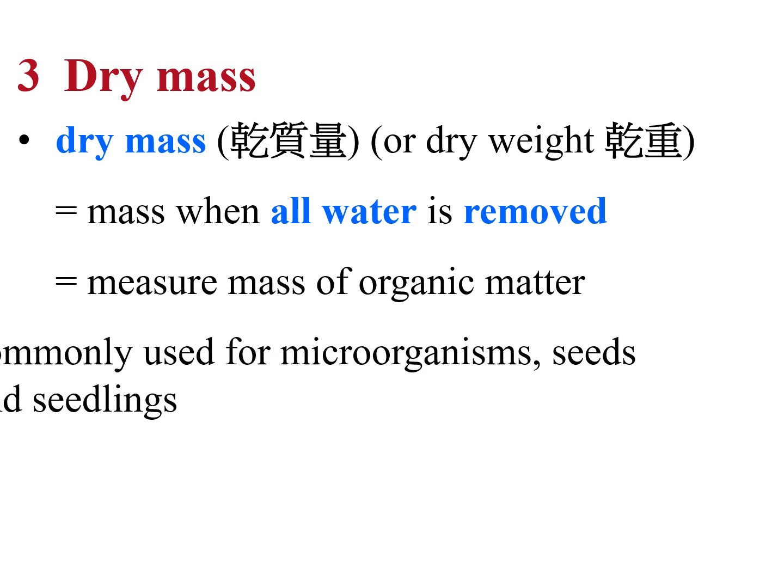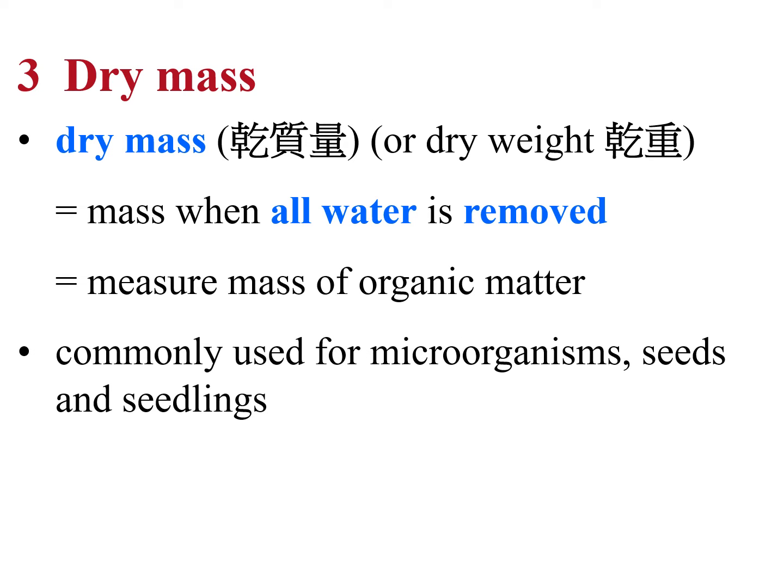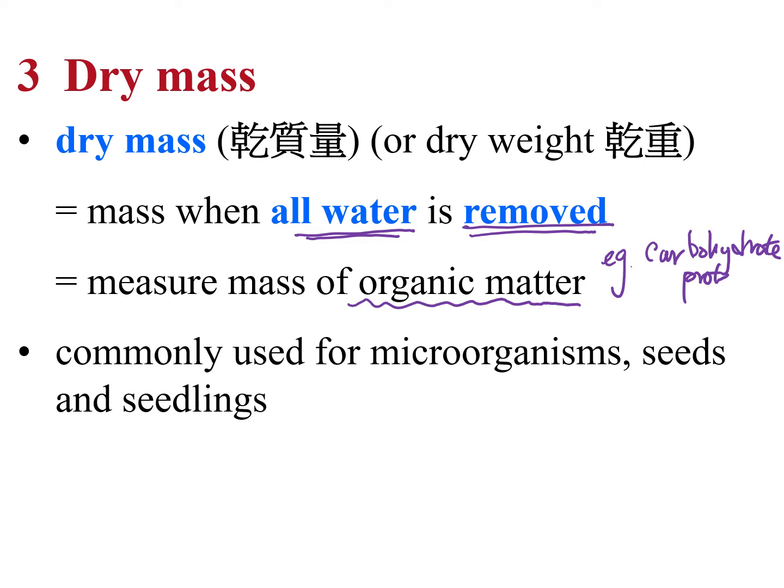The third type of measurement is the dry mass measurement. Dry mass means the mass without any water, with all the water removed. It is a measure of the mass of the organic matter, such as the carbohydrate, the protein, or fat, etc. These are the organic matters. We use dry mass measurement commonly for organisms which are very tiny, such as microorganisms or some seeds and seedlings, small plants.